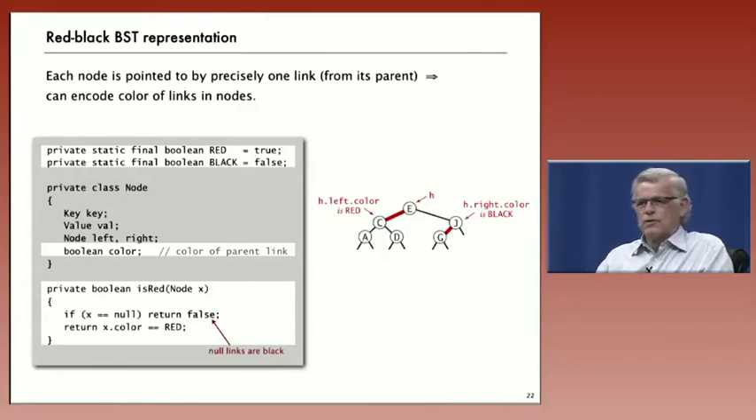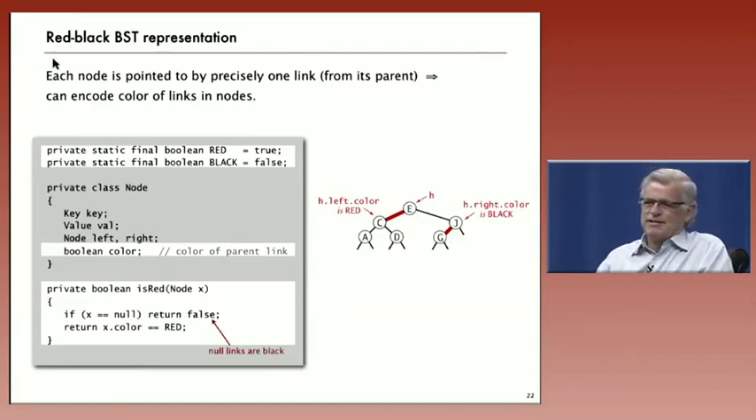So first, before we get to the code for insertion, we have to look at the representation. We didn't actually have explicit representation of links. Our links in trees are just references to nodes. You could implement this by building explicit links, but an easier thing to do is to notice that every node is referenced by just one link in a tree, the one from its parent. So you can put the color of a link in the node that it references.